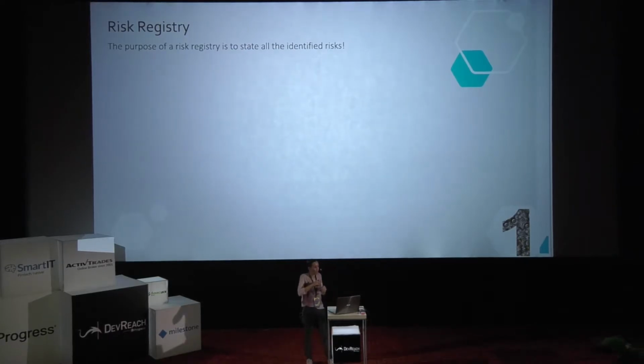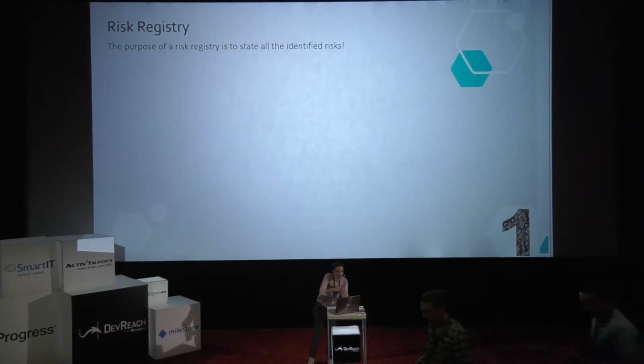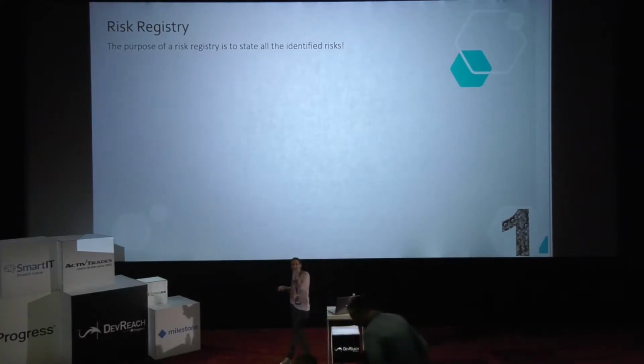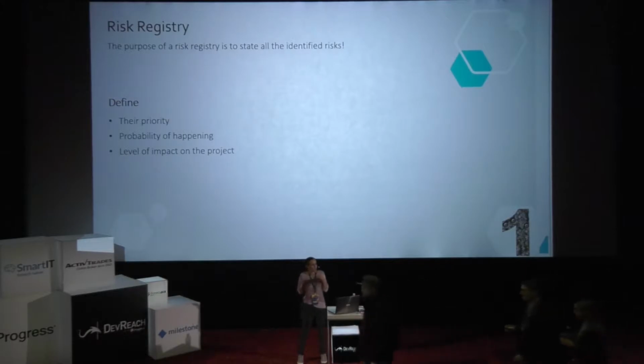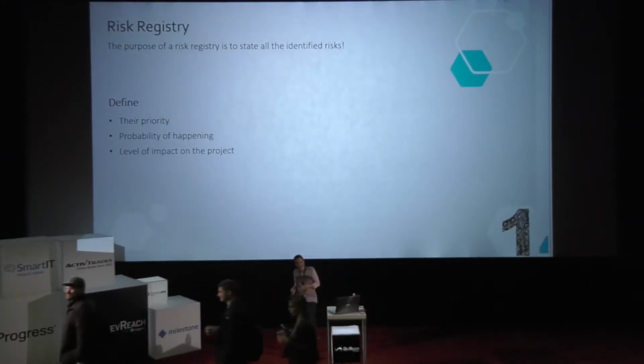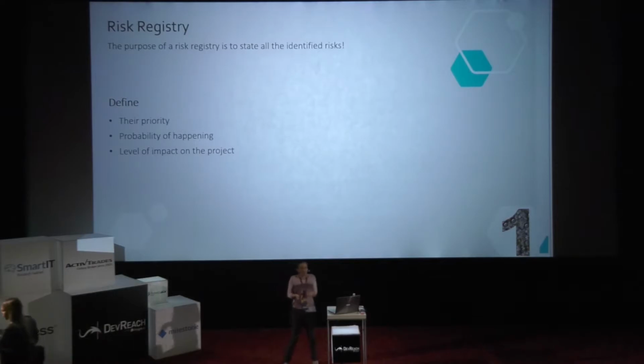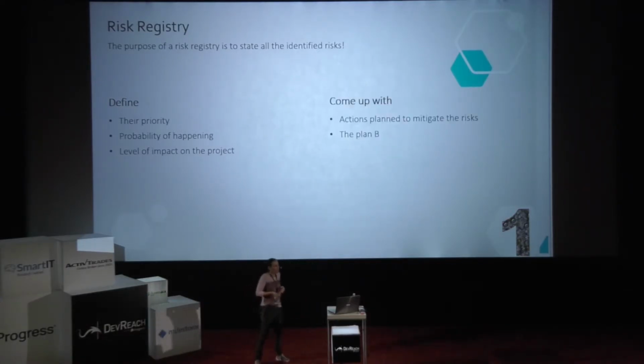So the purpose of the risk registry is actually to state all of the identified risks. What we also have, it defines the priority, probability, and impact of the risks, and the mitigation plan. What are the actions to perform in order to mitigate them? We also need to think about plan B. Plan B is the last thing to come up with. I lost my slides for a second because of the crowd, sorry. Okay, so these are the steps we should do.